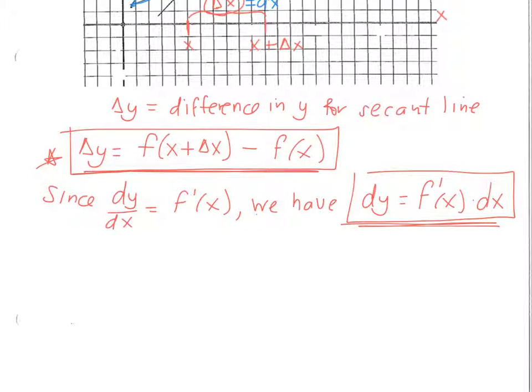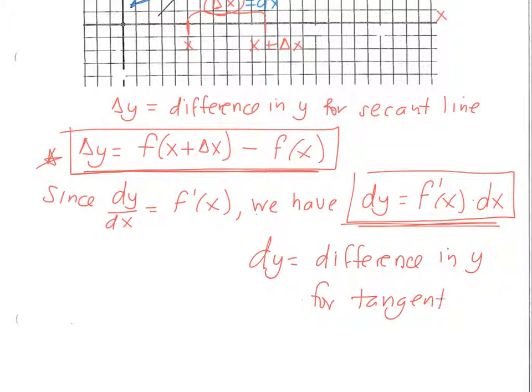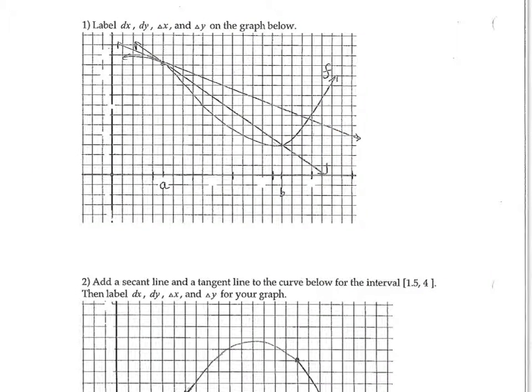And recall that this dy equals the difference in y for the tangent line. Okay, so let's practice a couple more graphs. Number one says label dx, dy, delta x, and delta y on the graph below. So first of all, it's helpful to identify the secant and the tangent.